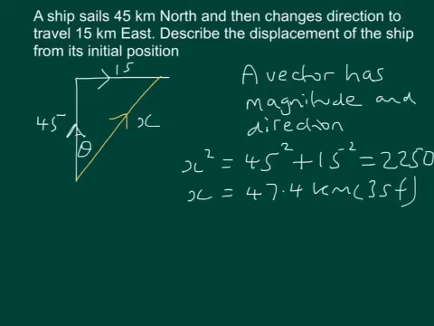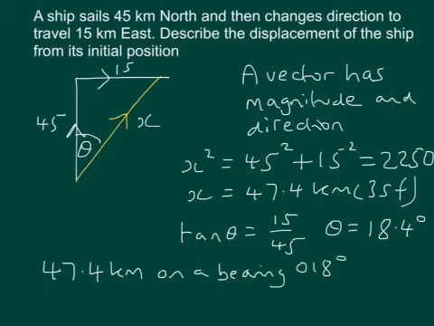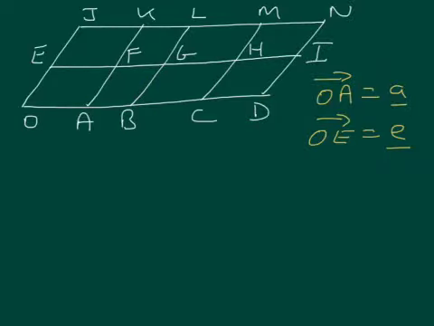What about the direction? Well, if that angle there, theta, is the direction, then tan theta is 15 over 45. So theta is inverse tan of a third, which is 18.4 degrees. So the displacement is 47.4 kilometers on a bearing 018 degrees.